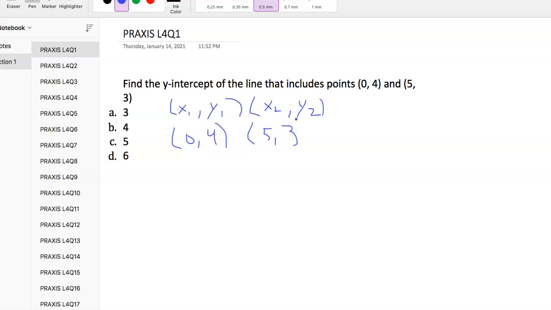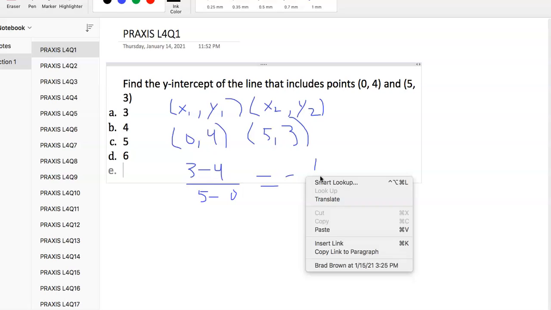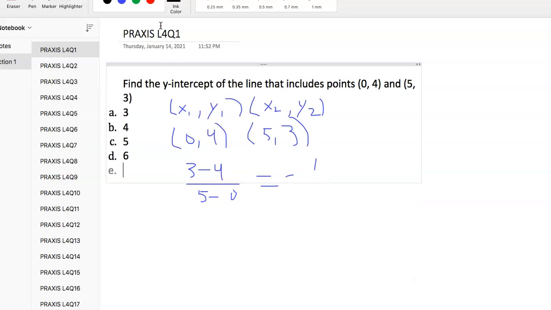Okay, and so first thing we have to do is find slope. And so slope is going to be y2 minus y1, or 3 minus 4, divided by x2 minus x1, or 5 minus 0. Okay, and then when we subtract this out, 3 minus 4 is negative 1, and 5 minus 0 is 5, and there's our slope. Okay, so that's how we find slope. So that could be a question in and of itself, is just finding slope.